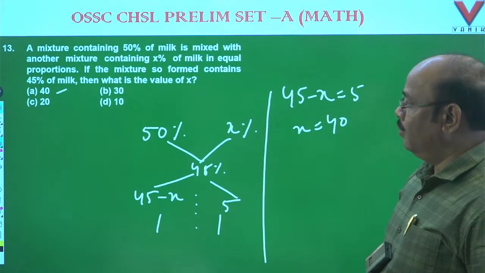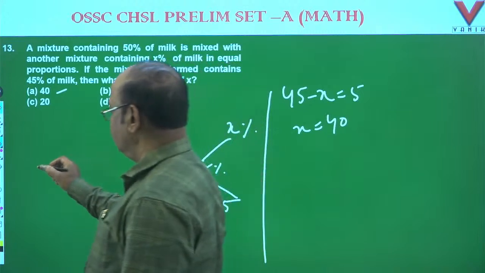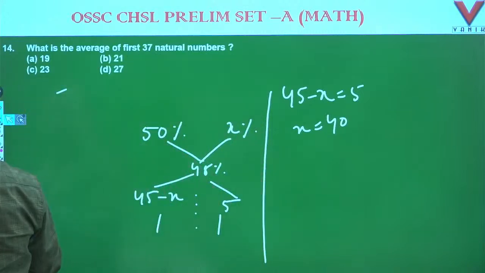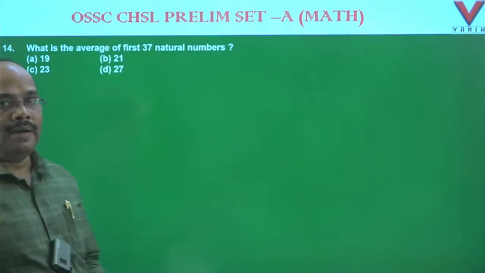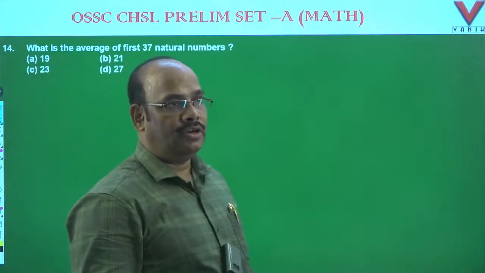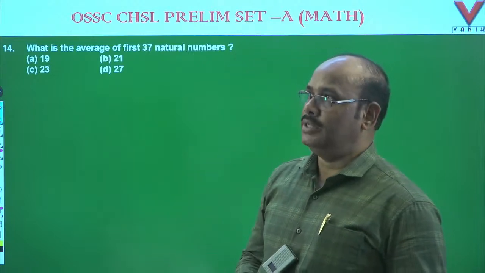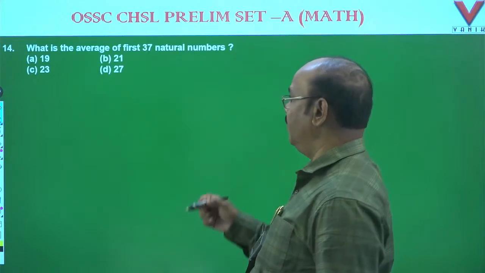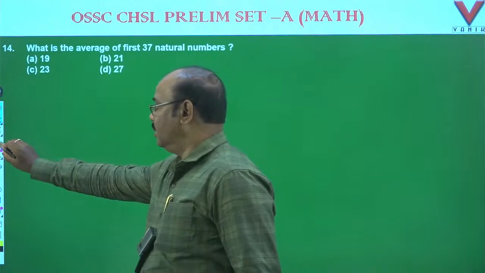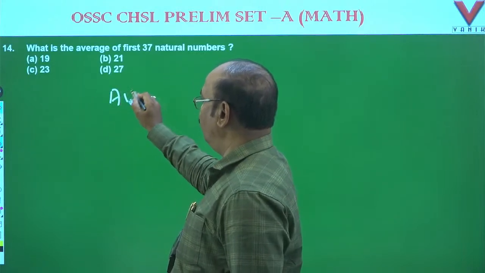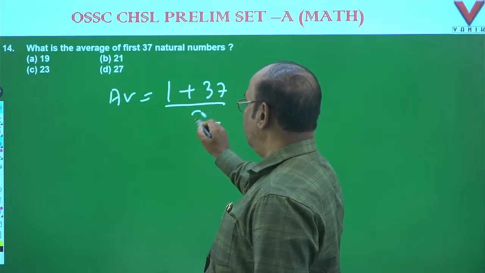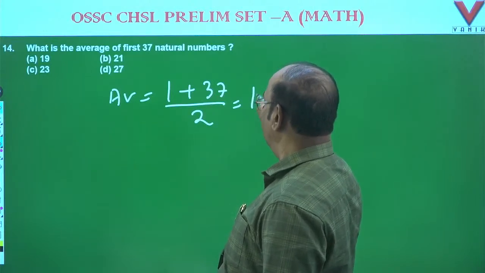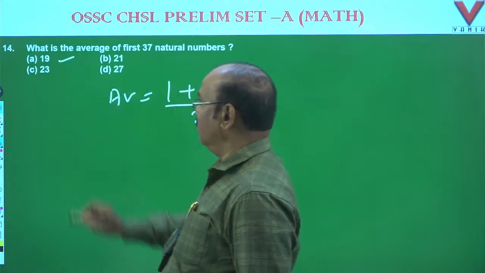Next question, number 14. What is the average of the first 37 consecutive natural numbers? We know average is first number plus last number by 2. So average is equal to first number 1, last number 37, by 2. So 38 by 2, that becomes 19. So the answer is coming 19. First option A.